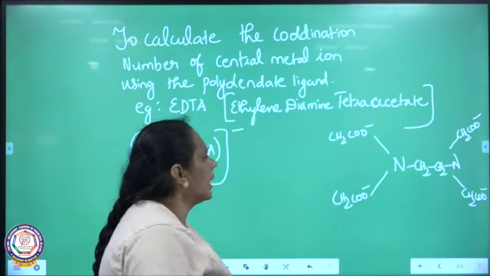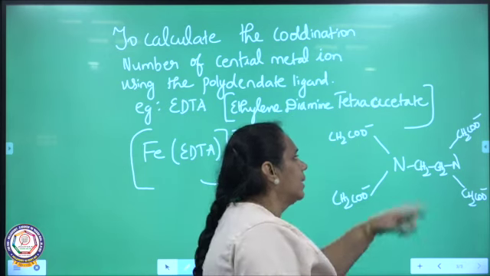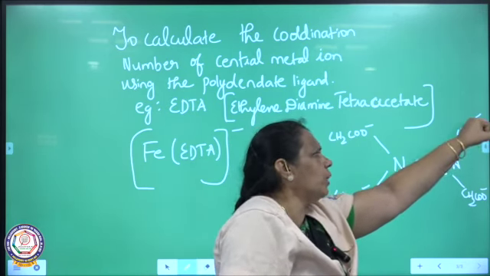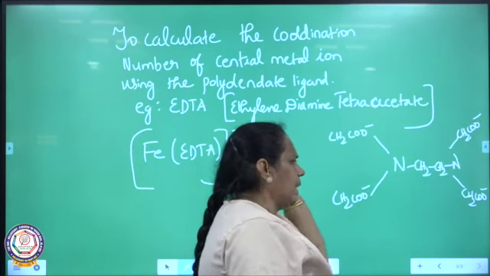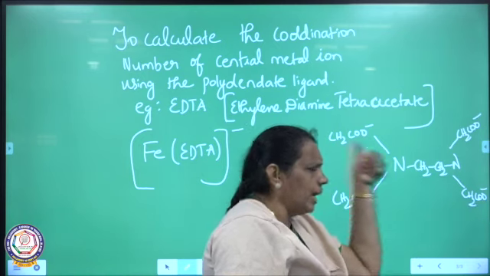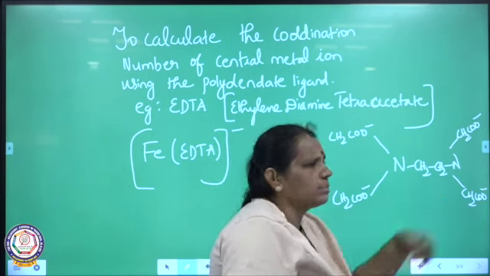See here, there are totally 6 donors in this ethylene diamine tetraacetate. On this side, there is one oxygen atom above, so it will donate one electron pair to the central metal ion. Similarly, there is one more oxygen atom donating an electron pair to the central metal ion. So on this side there are 2 oxygen atoms available.